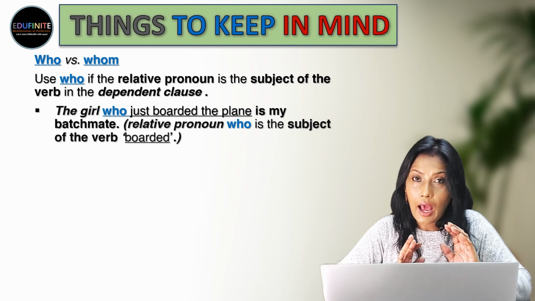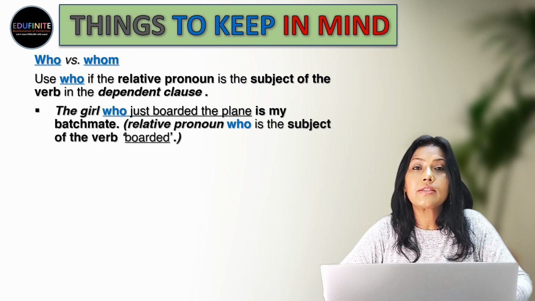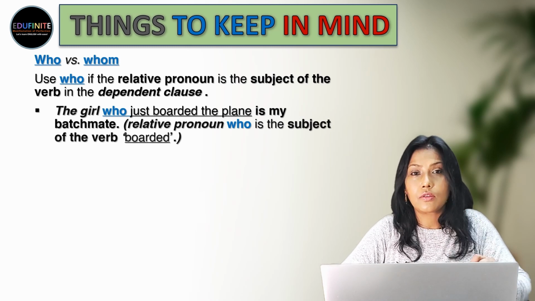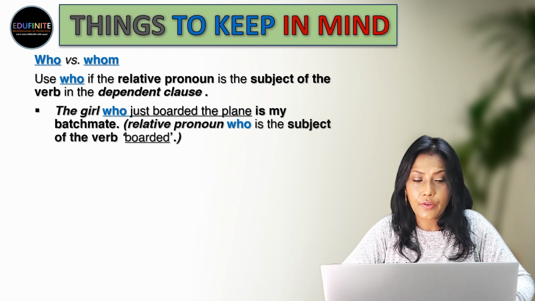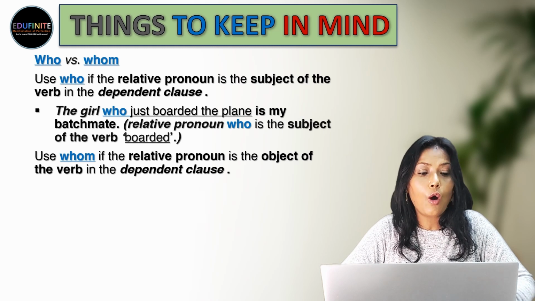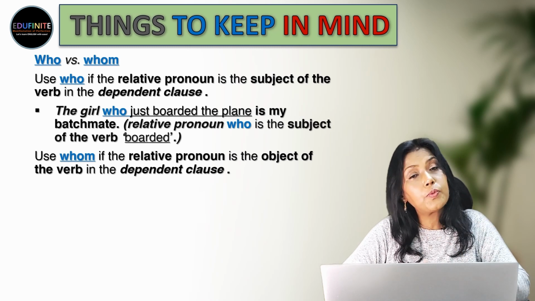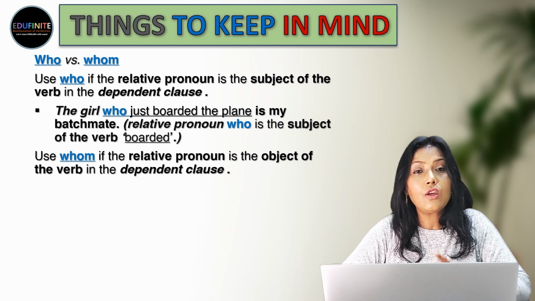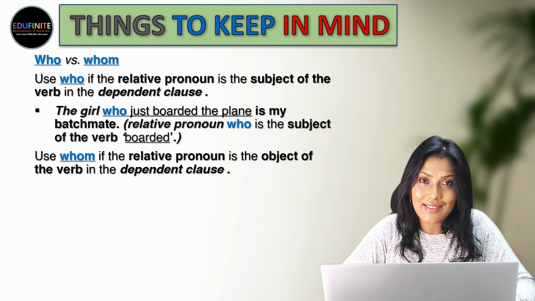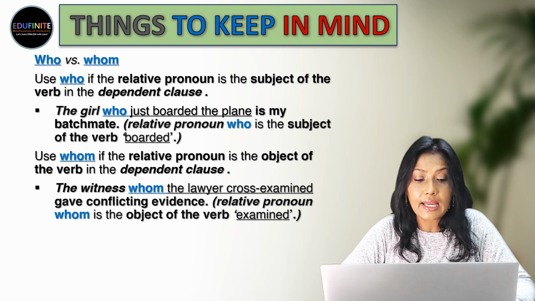So when you have to place a relative pronoun and you have to choose between who and whom, if it's the subject of the dependent clause, then without any thought, you just put who over there. Then it will be correct. The next one is use whom if the relative pronoun is the object of the verb in the dependent clause. Then you have to use the object pronoun, which is whom. So let's look at the sentence to understand it. The witness whom the lawyer cross-examined gave conflicting evidence.